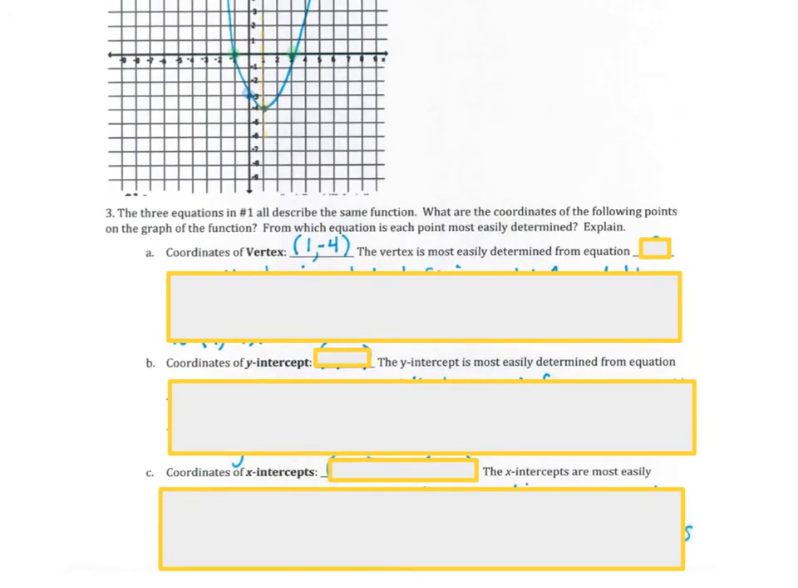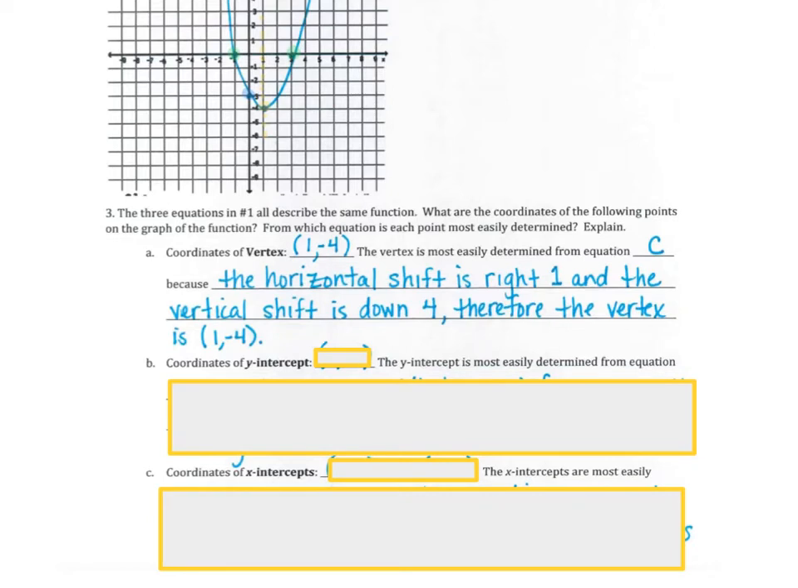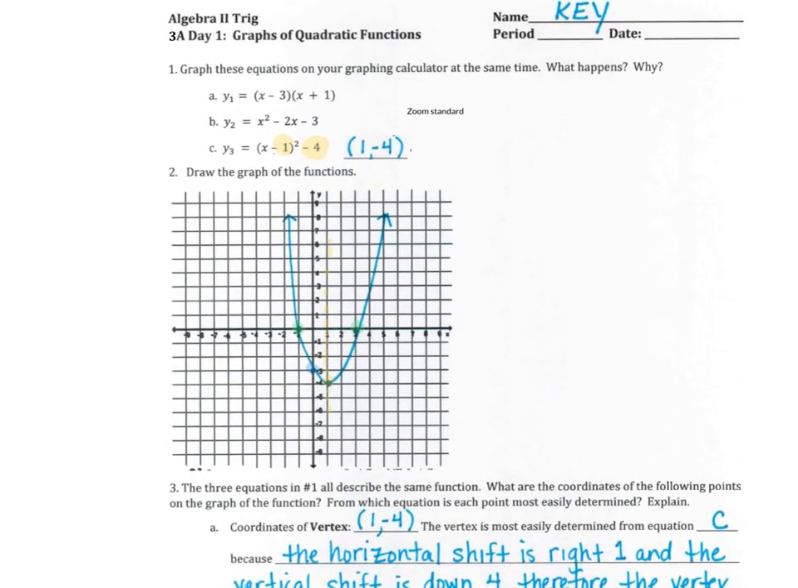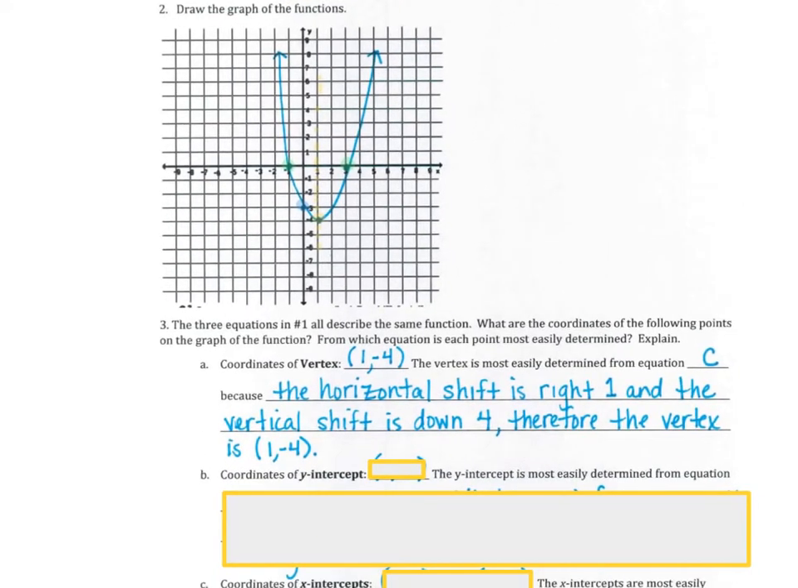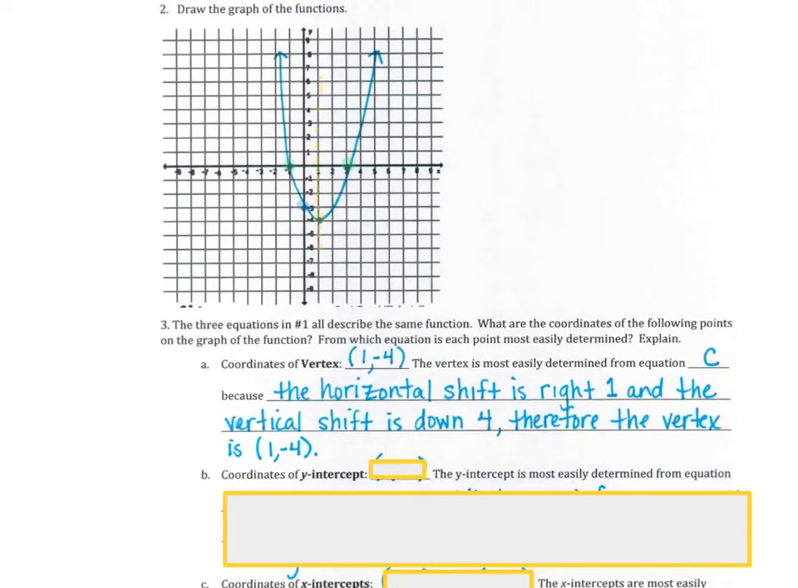All right, so that was determined from equation C. And we know that, hey, there's a horizontal shift to the right 1 and a vertical shift down 4. So remember when we had our parent functions, we have a -1 inside of a function and a -4. The -1 inside shifts it to the right, a -4 on the outside shifts it down. So hey, that starts to make a little bit more sense, right?